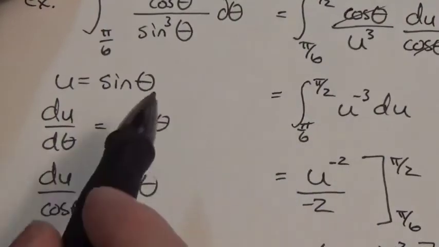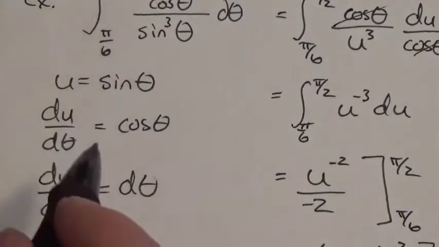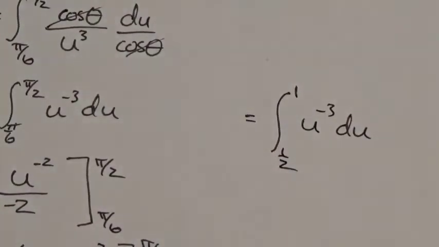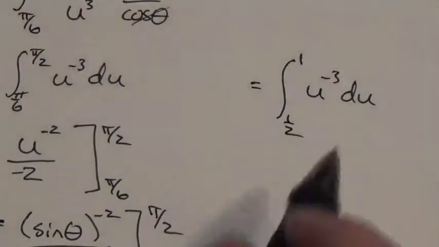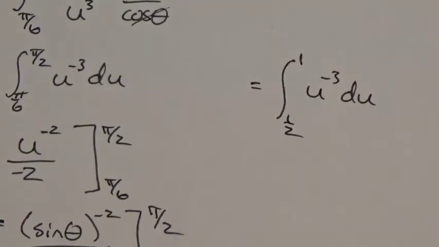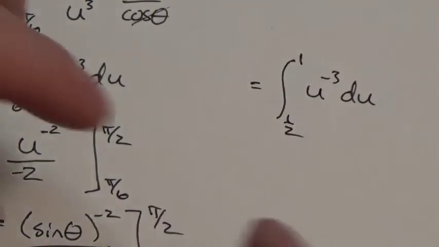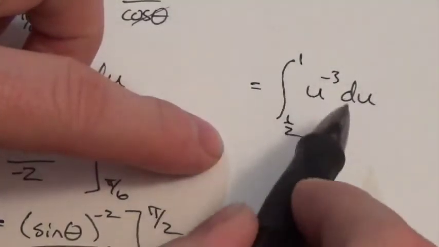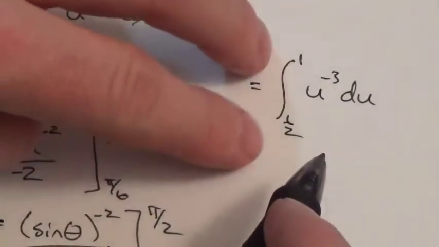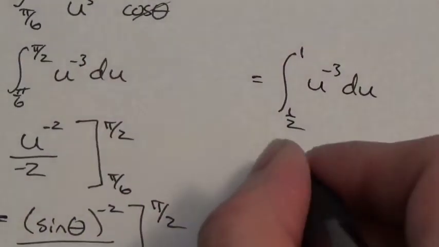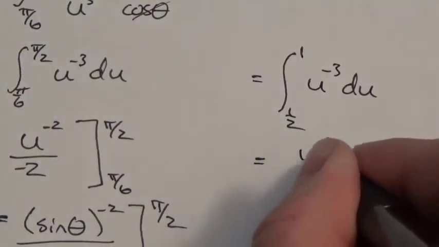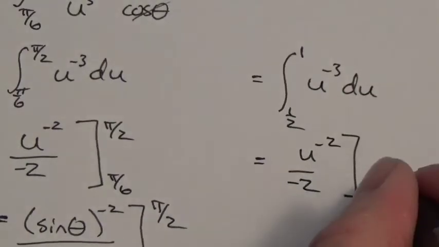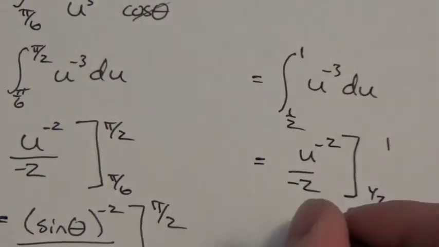I take my pi over 6. That's a value of theta. So my lower limit is going to be u equal to the sine of pi over 6. Well, I know that that's equal to 1/2. So what I would do is make a complete transition over to this new variable u. So I don't have to go back. I change not only all of the thetas to u's, but I change my limits to values with respect to u, not theta. So when I take the antiderivative, I'm still going to get u to the negative 2 over negative 2. But this time that's going to be evaluated between 1/2 and 1.